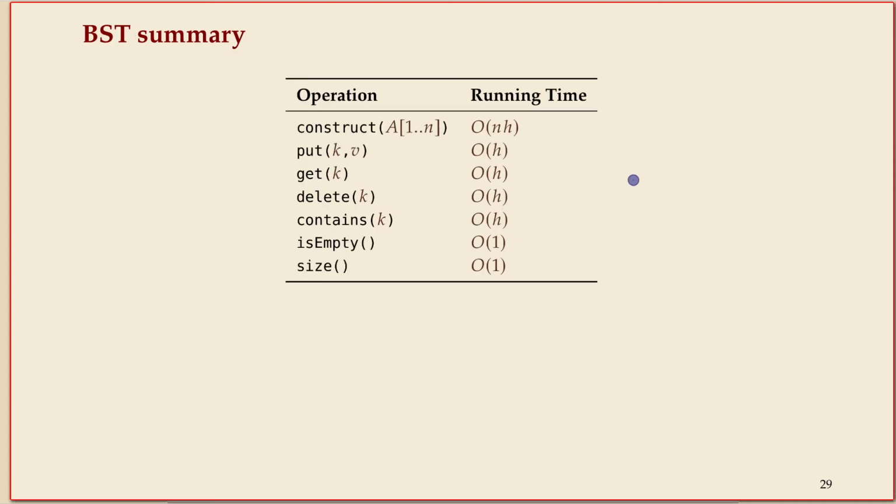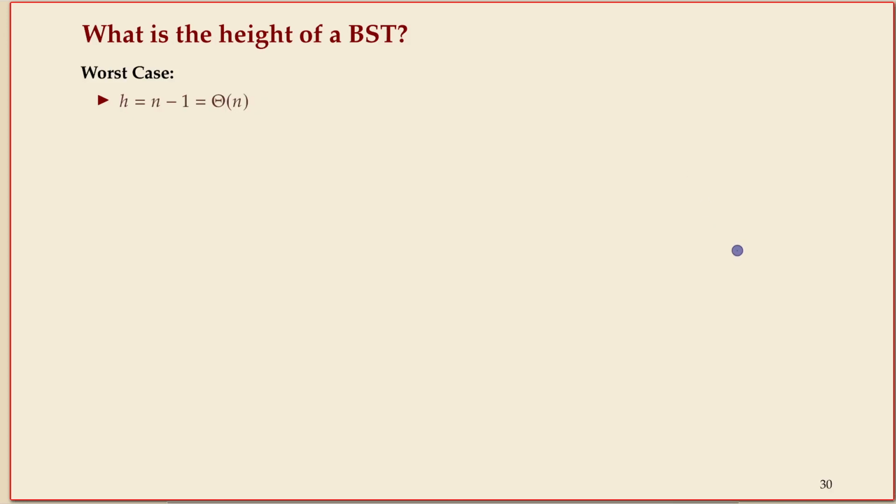And so here I summarize this nicely in a table again. The construction for binary search trees, unlike for heaps, we don't know anything smarter than inserting things one after each other. And all the other operations are bounded by the height, except for the very simple ones. So that brings us to the question, what is the height of a binary search tree?